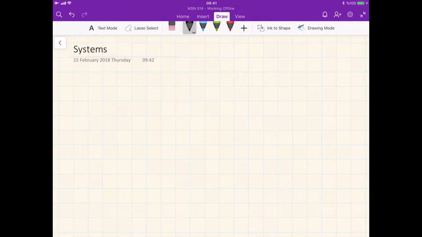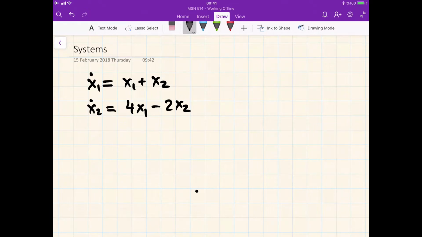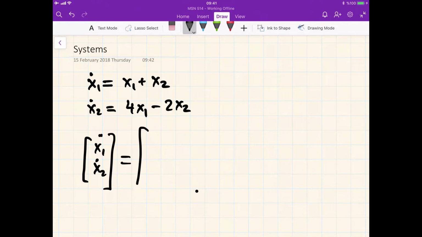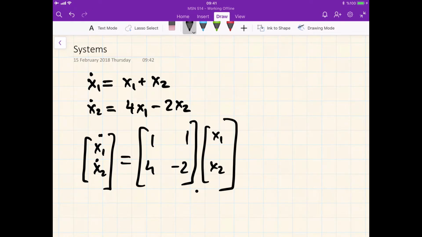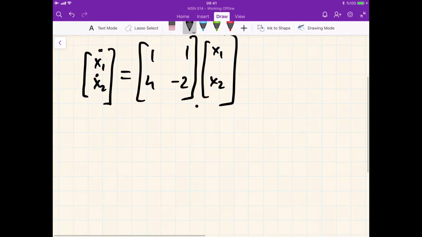So let's say I have this system that has x1 dot equals x1 plus x2, and x2 dot equals 4x1 minus 2x2. In our representation, it's basically x1, x2 dot equals the matrix 1, 1, 4, minus 2, times x1, x2. Now let's find the determinant of this one.